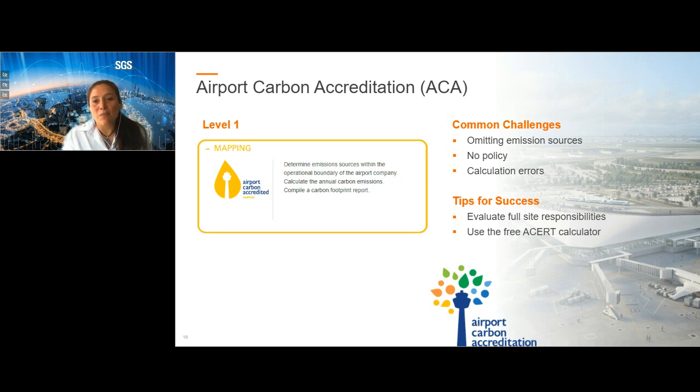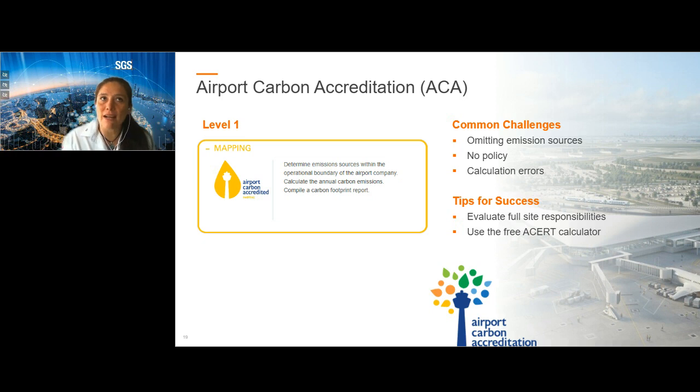Of course, it's not perfect, but it is very good, and it is the tool that the airports provide. So if you didn't calculate your carbon footprint, you can use the ACERT calculator. Why do I say it's not perfect? Because if you do your own Excel, maybe you can have the exact emission factor for your location, for your type of fuel, with more precision. But being a global tool, it is good enough for calculating the carbon footprint of your airport.